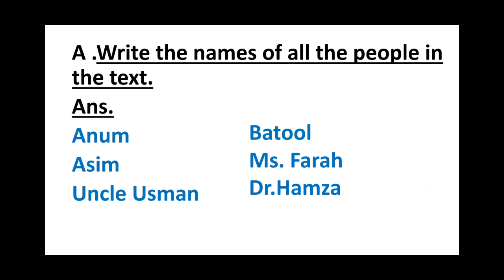First of all, write down the name of Anum, the girl who was sick. Secondly, Asim, her brother. Third, Uncle Usman, who gifted the paints. Number 4, Batul. Batul, who was Batul? Yes, she was friend of Anum. Write down Batul, then Miss Farah, their sports teacher, and then Dr. Hamza.